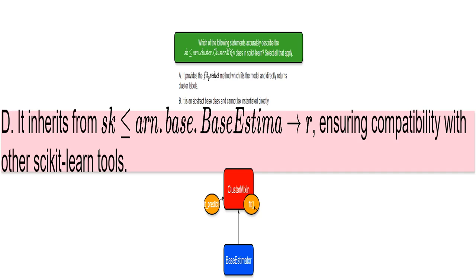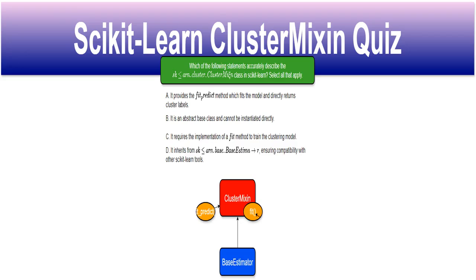Inheriting from BaseEstimator ensures that ClusterMixin plays nicely with other scikit-learn components. It's like making sure a building's plumbing, a class, is compatible with the electrical system, another class. This is true.